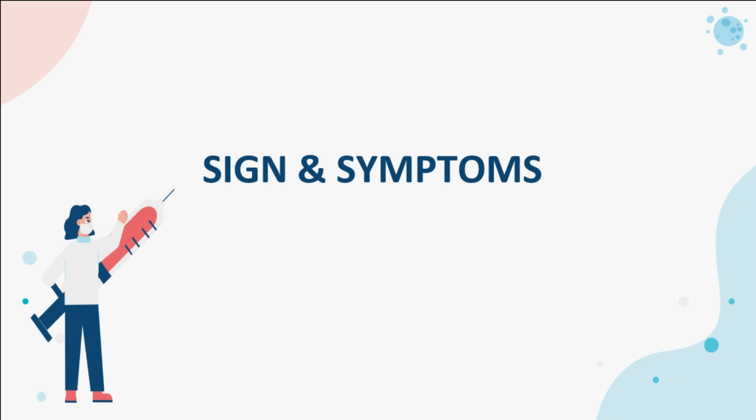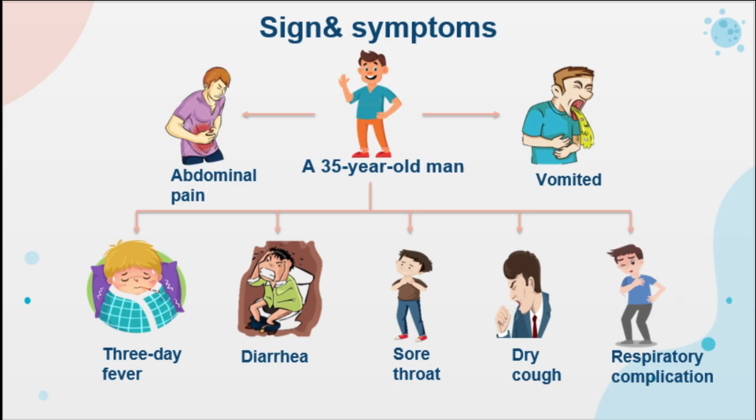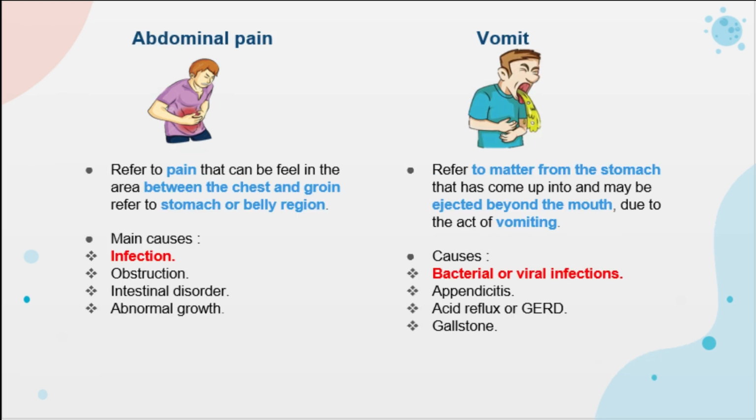Signs and symptoms. As we can see here, the patient exhibits signs and symptoms such as extreme abdominal pain, vomiting, 3-day fever, diarrhea, sore throat, dry cough, and respiratory complications. What is abdominal pain? Abdominal pain refers to pain that can be felt in the area between the chest and groin, or the stomach or belly region.